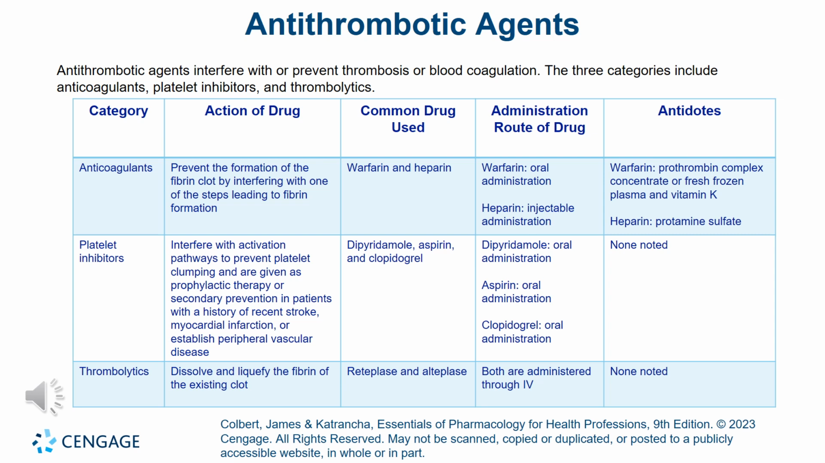Platelet inhibitors interfere with activation pathways to prevent platelet clumping and are given as prophylactic therapy or secondary prevention in patients with a history of recent stroke, myocardial infarction, or established peripheral vascular disease. Common drugs used for the platelet inhibitors are dipyridamole, aspirin, and clopidogrel. They are given by oral administration, and there are no antidotes noted.